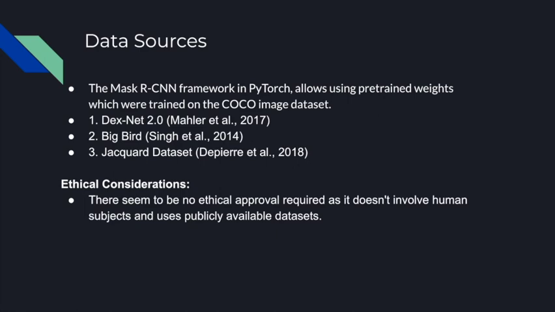Some of the data sources that I will likely be using are DexNet 2.0. It's a synthetic grasping dataset. Big Bird. It has point cloud and depth information for real objects. And Jacquard dataset. It has RGBD images with plotted principal axis. There seems to be no ethical approval required as it doesn't involve human subjects and uses publicly available datasets.